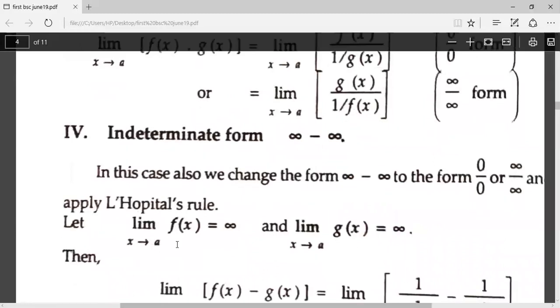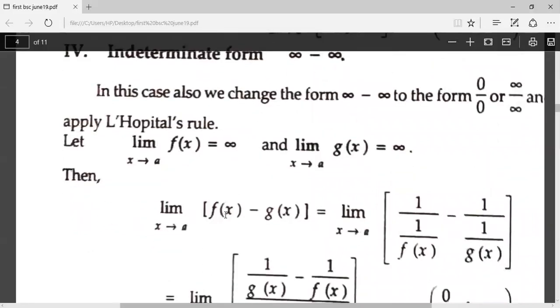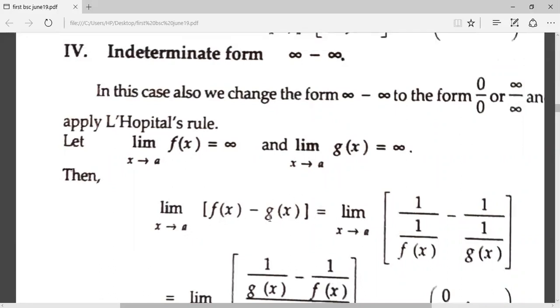Remember here the function f of x as x tends to a is infinity, and the limit of g of x as x tends to a is also infinity. Then the limit of f of x minus g of x as x tends to a is infinity minus infinity. So therefore it's an indeterminate form.